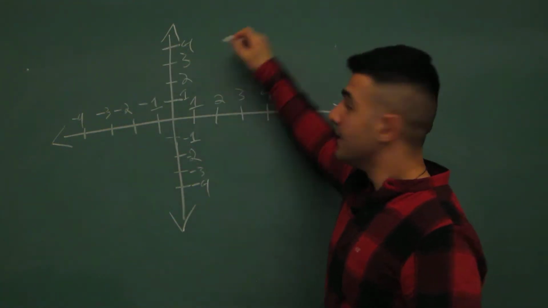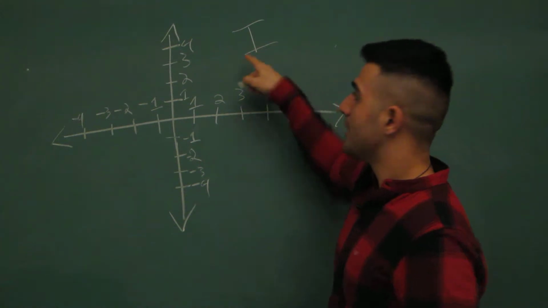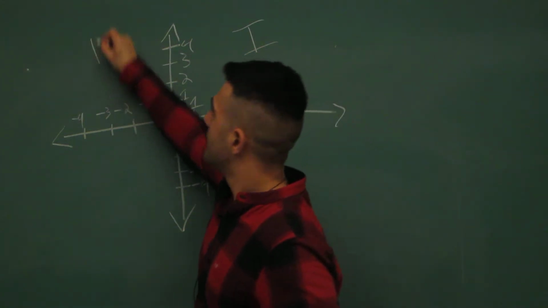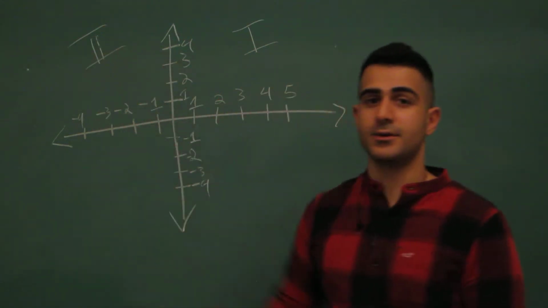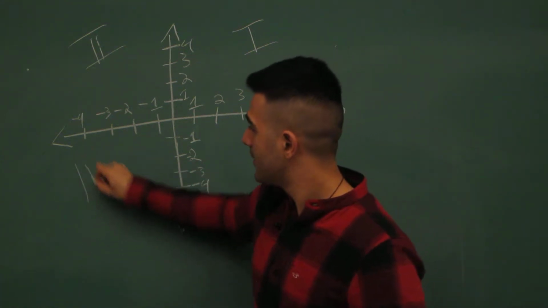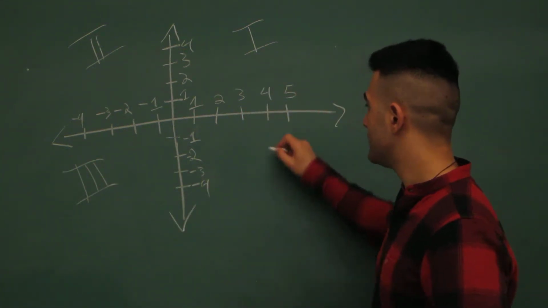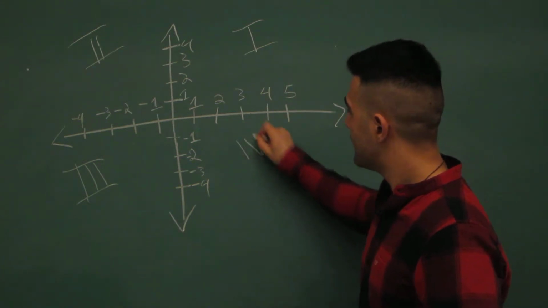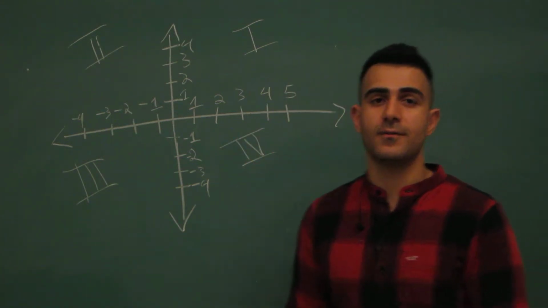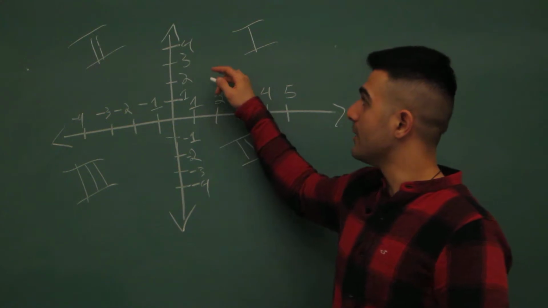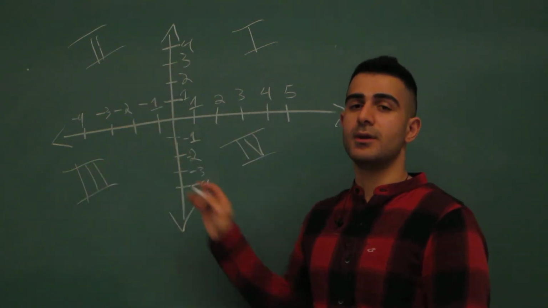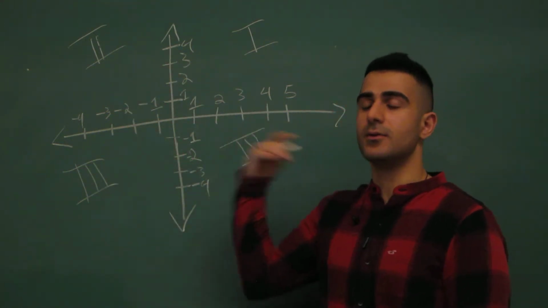So for example, this would be quadrant 1, the next one would be quadrant 2. After that, this is quadrant 3, and finally, this is quadrant 4. And remember, we label them with Roman numerals.